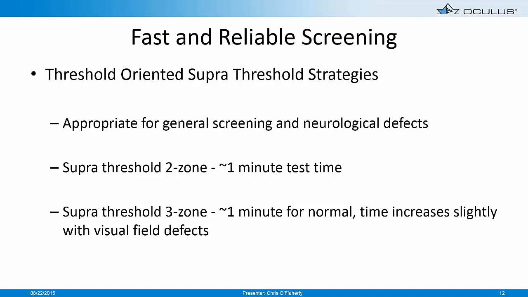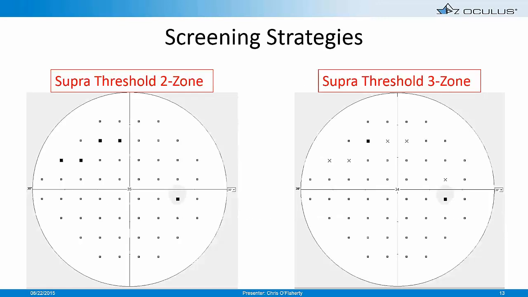The 3-zone test does give you more information. The drawback is it does take a little bit longer if you have a patient with visual field defects. So here are examples of the super-threshold 2-zone and the super-threshold 3-zone test. With the 2-zone, you have 2 possible outcomes, normal or below normal. The open box indicates normal and the closed box indicates below normal. With the super-threshold 3-zone test, we have 3 possible outcomes. We have normal, we have X indicating relative defect, and then we have a closed box indicating absolute defect.